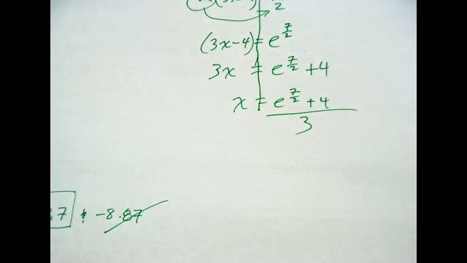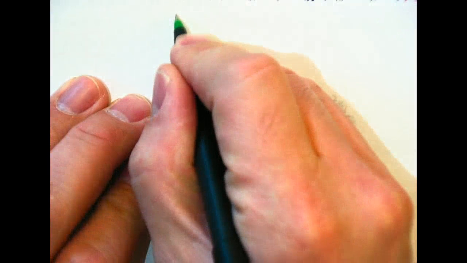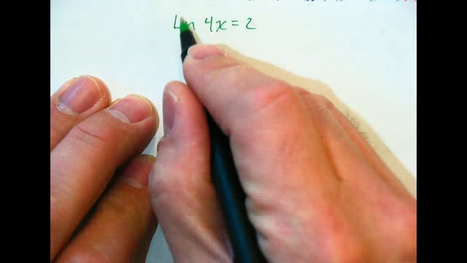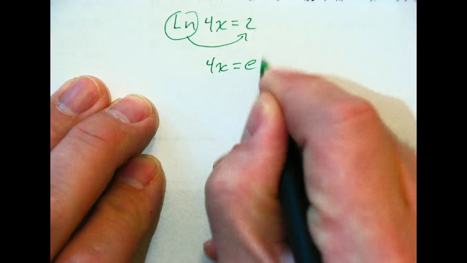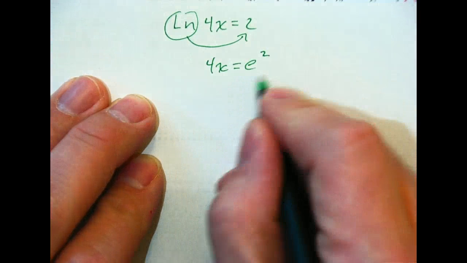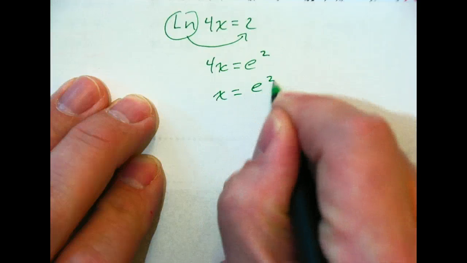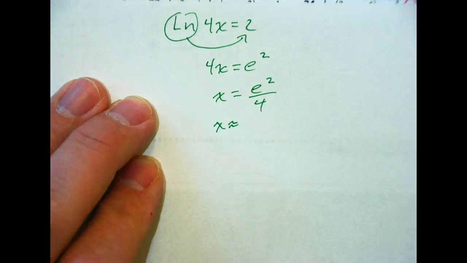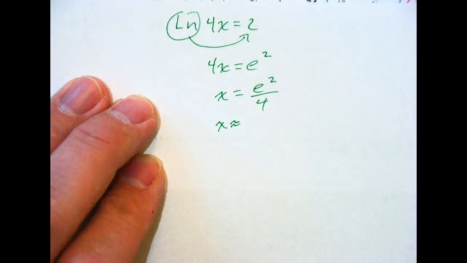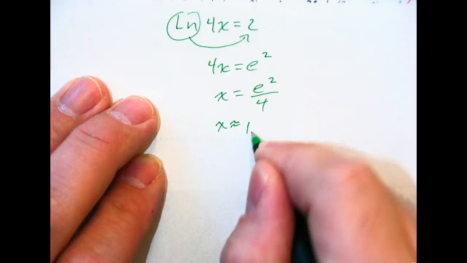No other questions. Yes? 30, the big 3-0. Okay, we're going to multiply them. Natural log of 4x equals 2. I'm going to bring the natural log over, which raises that. That's e to the 2nd equals 4x. Then divide by 4, e to the 2nd over 4. So x is approximately, I have to look, 1.85.